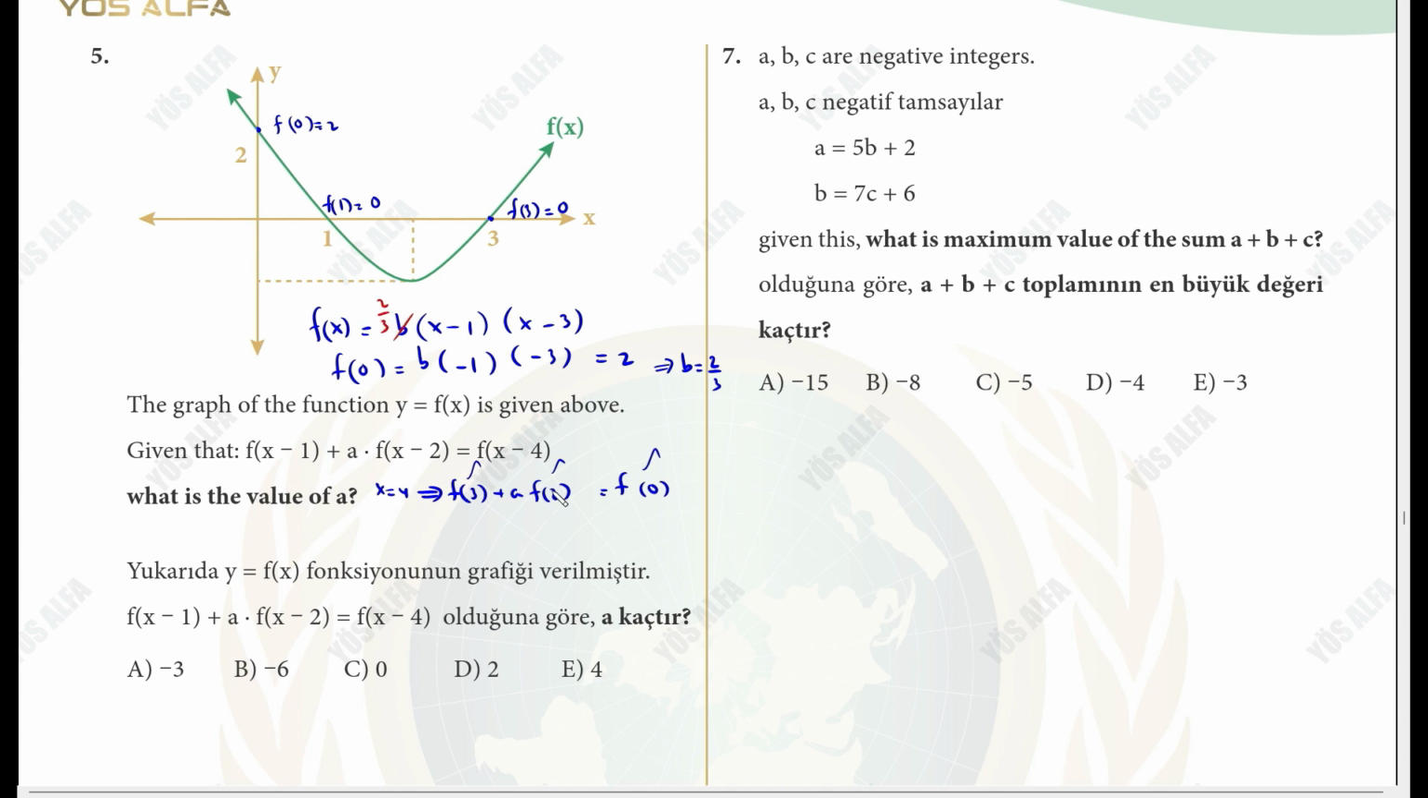So we can find f of 2 from this equation. So f of 2 is going to be 2 over 3 times 1 times minus 1. So it's minus 2 over 3. So I'll substitute this value into this equation here. So minus 2 over 3 times a plus f of 3 is 0, and f of 0 is 2. So from here, a is minus 3. So that's our answer.